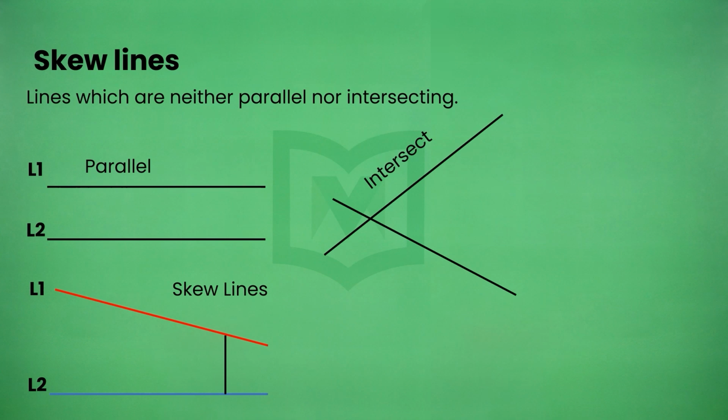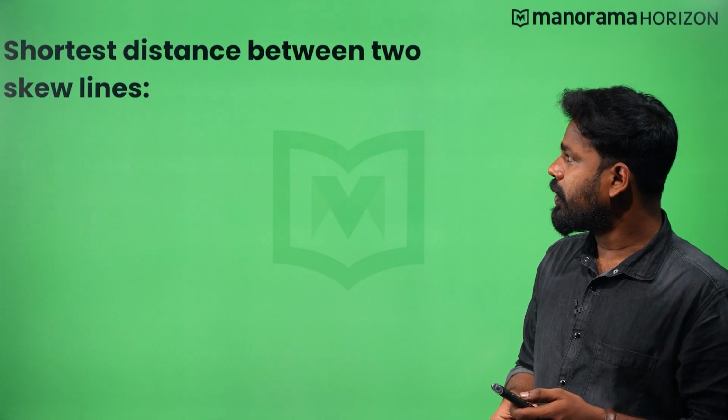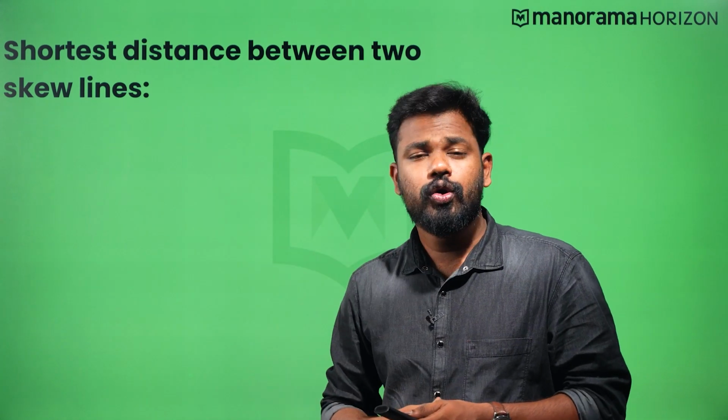Now, we know that for parallel lines, the distance will always be a constant. That is, the distance between the two lines will always be a constant. And for intersecting lines, the distance is always equal to 0, because they intersect each other. Now, what about skew lines? What will be the distance between two skew lines? Let's look at that. What is the shortest distance between two skew lines?